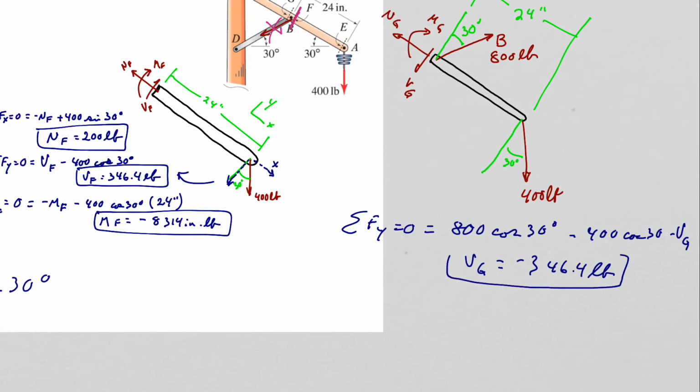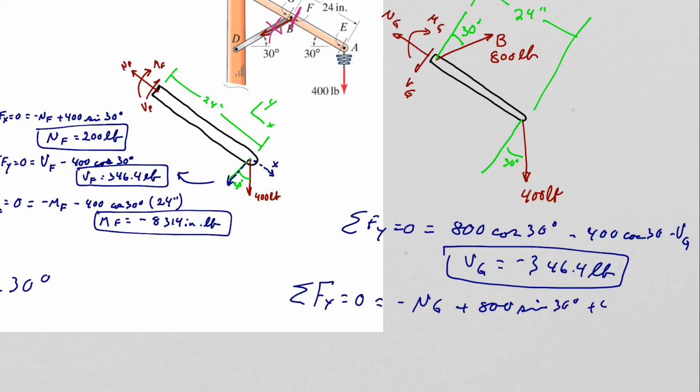So then I'm going to sum forces in the X direction. And if I do that, I have a minus NG. I have plus 800 sine 30 degrees plus 400 sine 30 degrees. NG will equal 600 pounds.